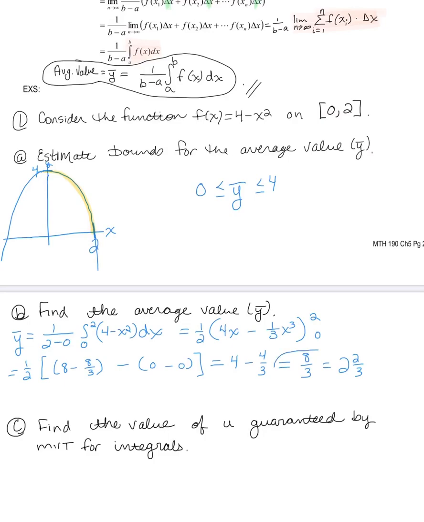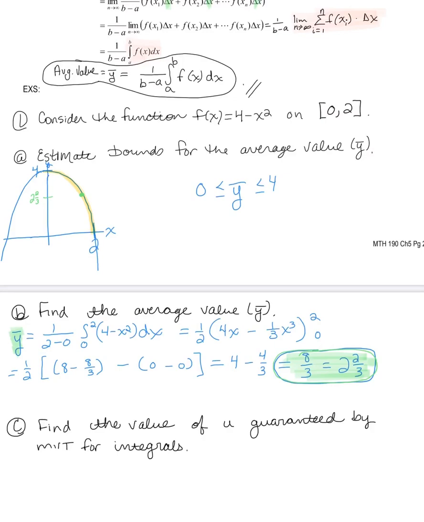So this very clearly falls within the range of values that we had predicted, between 0 and 4. This right here is our average value. So y bar is equal to 2 and 2 thirds. If we go back up to the graph, a little over halfway, let's say right about there. That's our 2 and 2 thirds, so that's the average value.